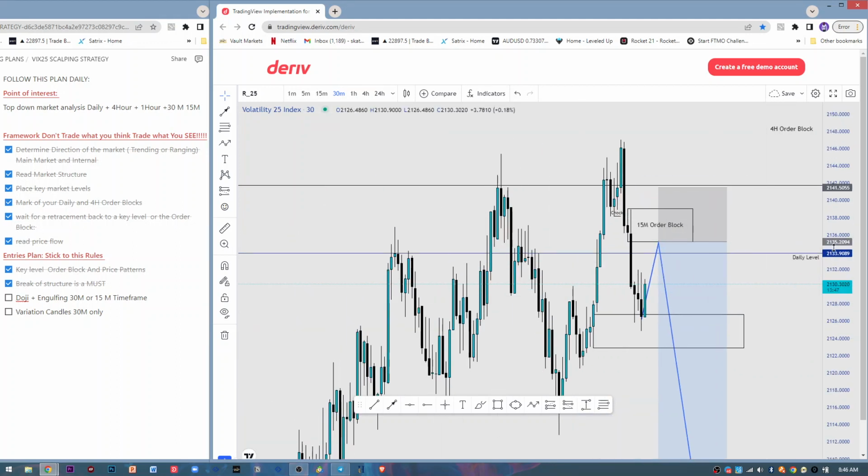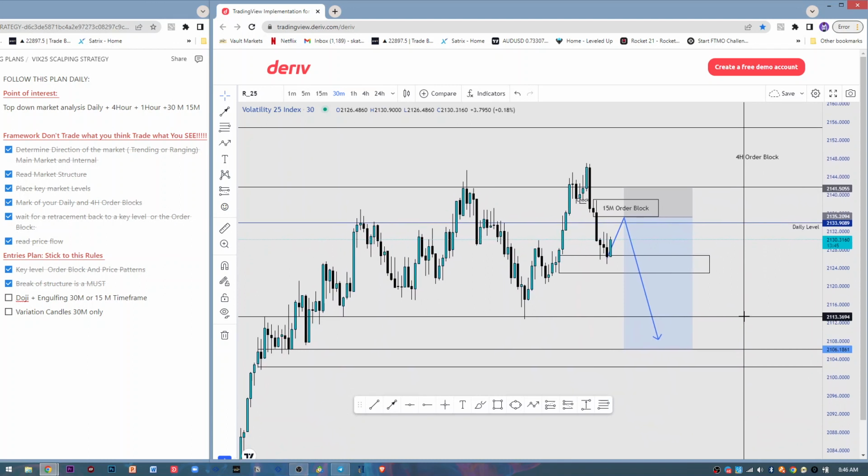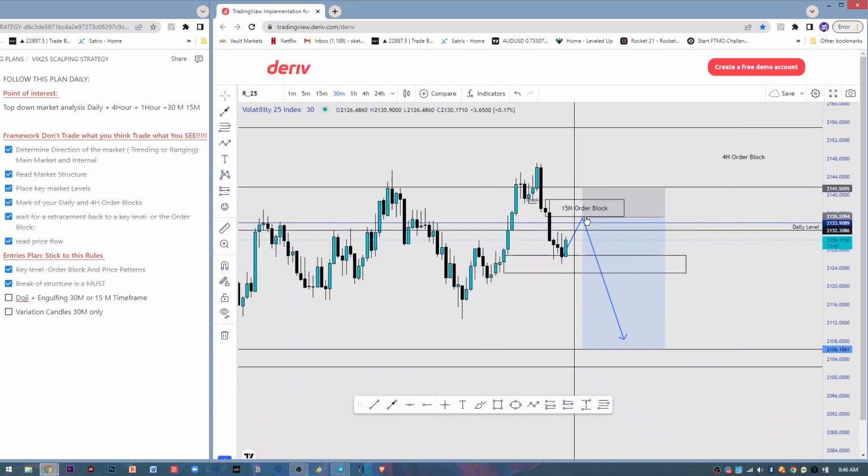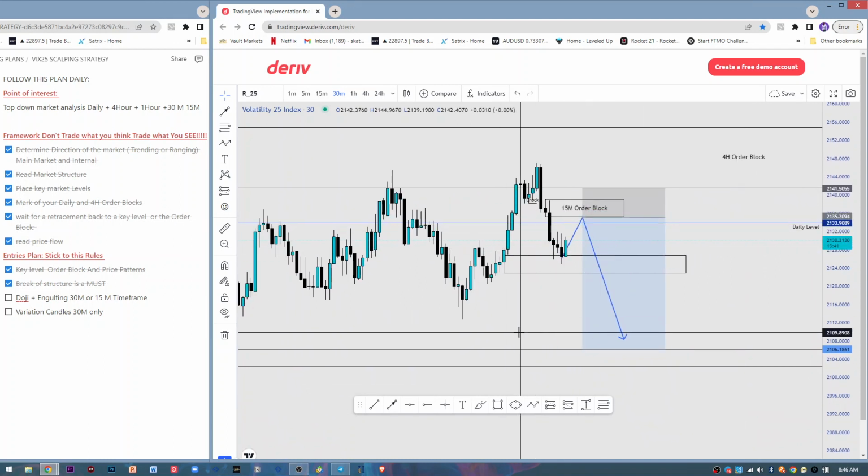There's also a setup that I'm waiting for now, for price to come into this region to take the downside.